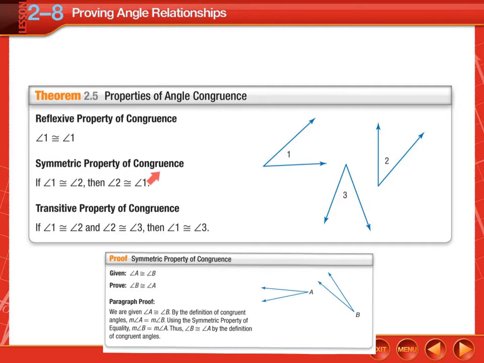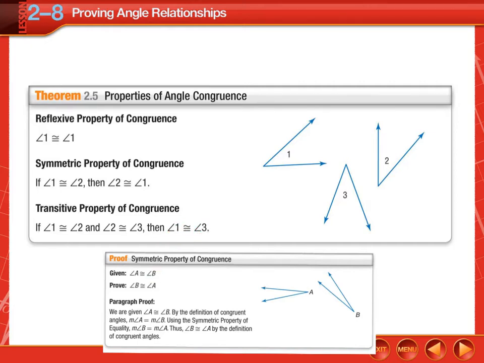The symmetric property of congruence: we had if A is equal to B, then B is equal to A. And so it's the same thing with congruence properties. So if angle 1 is congruent to angle 2, then angle 2 is congruent to angle 1. You're allowed to switch the order. The transitive property says if angle 1 is congruent to angle 2 and angle 2 is congruent to angle 3, then we know that angle 1 is also congruent to angle 3.